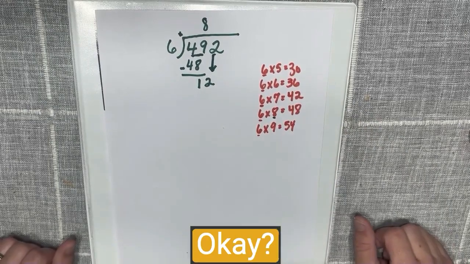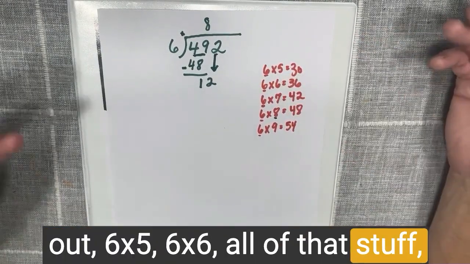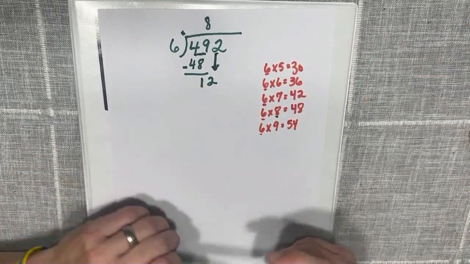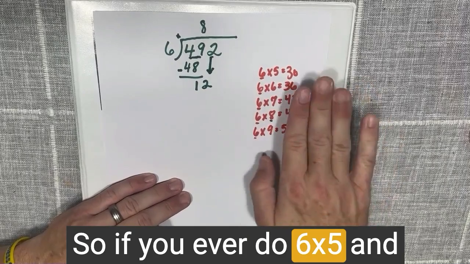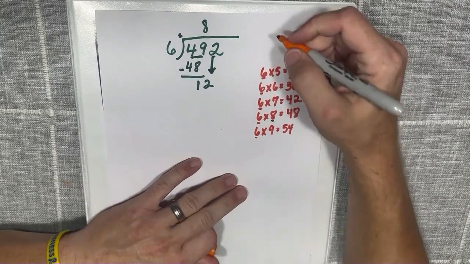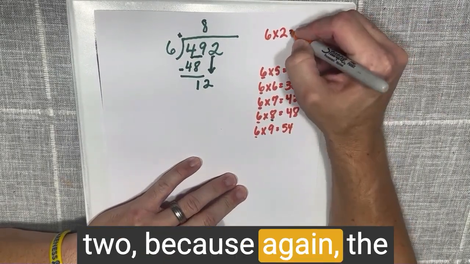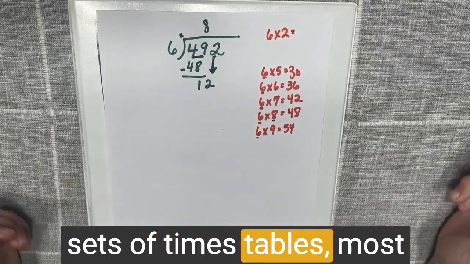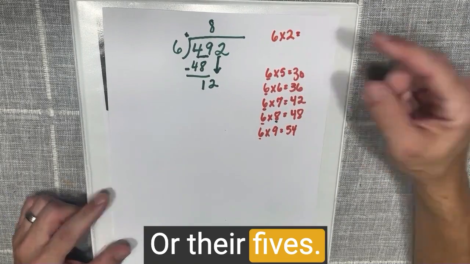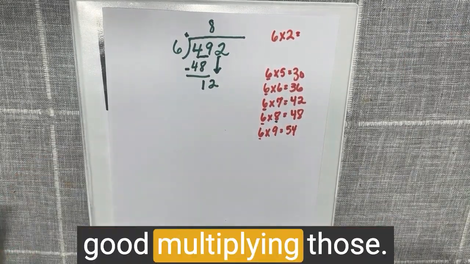Keep it there. Okay. But our problem is right now, everything that we worked out, 6 times 5, 6 times 6, all of that stuff, those answers are too big. We're trying to just get to little old 12. So if you ever do 6 times 5 and that answer was too big, the next thing I go to is a 2. And the reason why I like, hey, let's just try 6 times 2, because again, the sets of times tables most students are the strongest in is working with their 2s or their 5s, okay? And their 10s, 2s, 5s, and 10s. Most students are very good multiplying those.